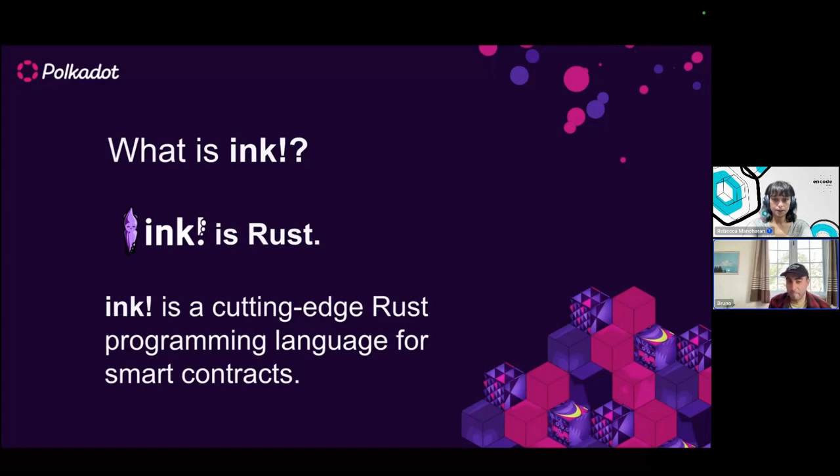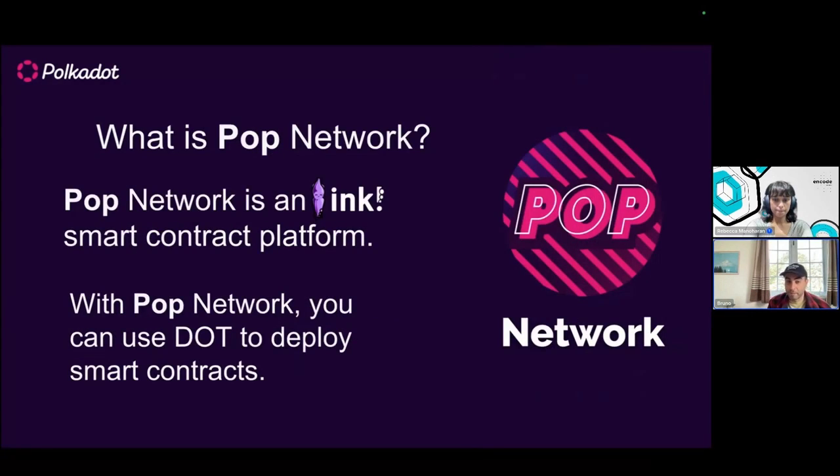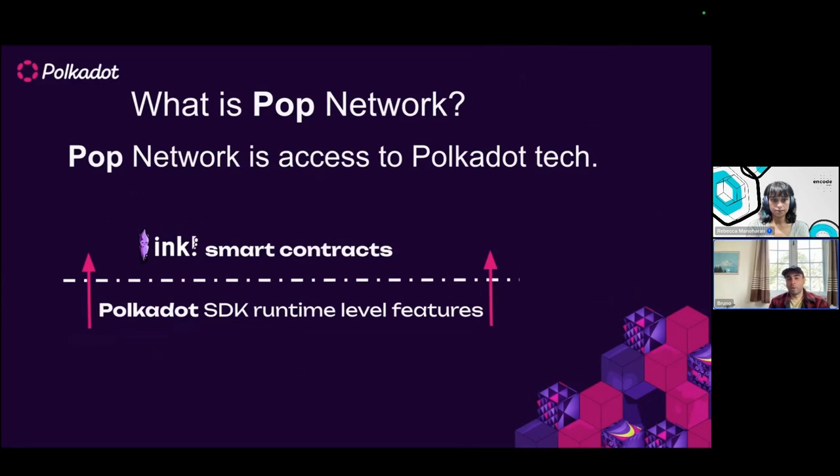So POP network, in summary, you can think of it as a generic Ink smart contract platform. And like we said, you can use DOT to deploy the smart contracts. Whatever you envision, you want to write a smart contract in such a way, you write it, you can use POP CLI to create it. I'll show you. And then you write that logic, and you can deploy it on POP network using the relay chain's native token.